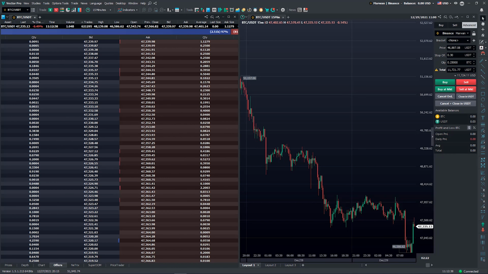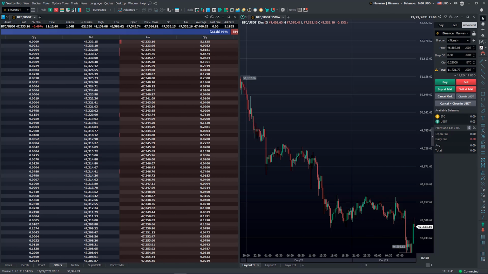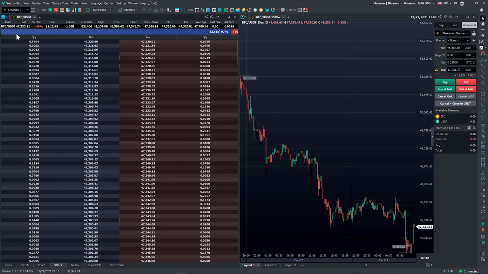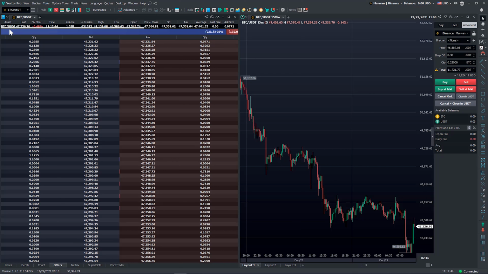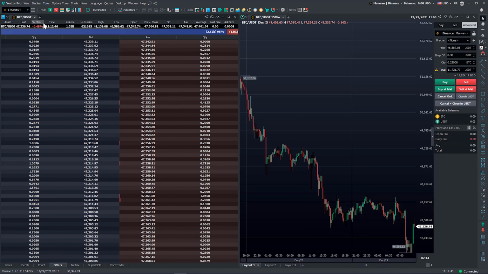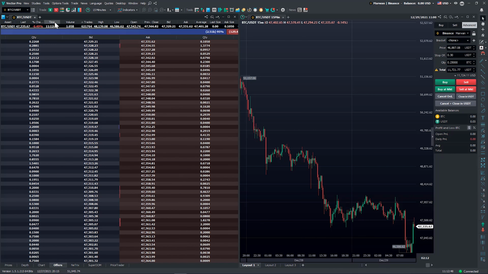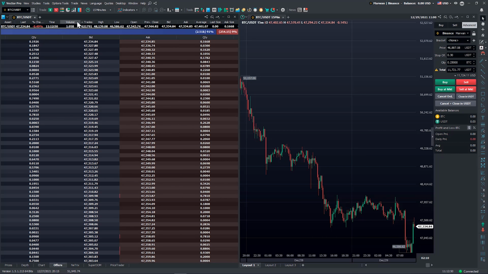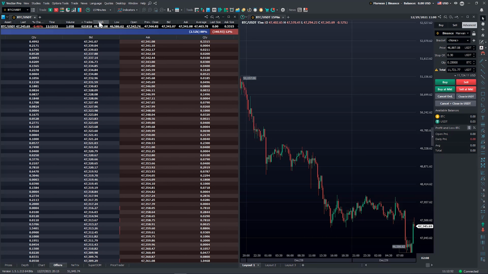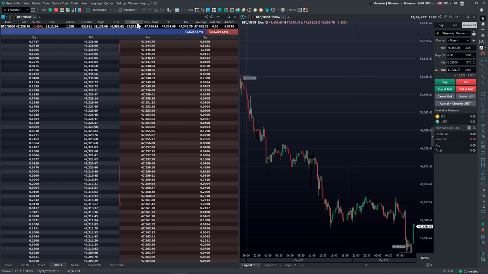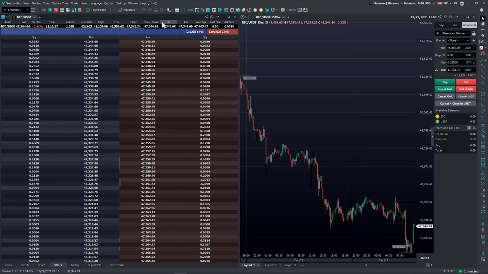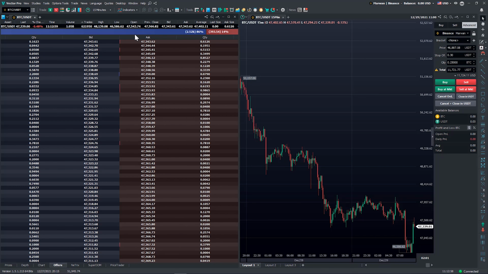So what is market depth and how do I analyze it? For starters, we have our crypto asset trading pair here, as well as the last traded price, followed by the percentage change, time of the last trade, total volume, total number of trades, the day's high and low, the day's opening price, previous close, as well as the bid and ask price.